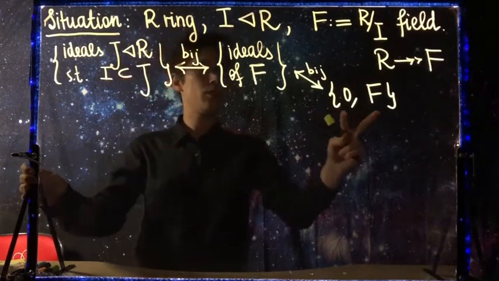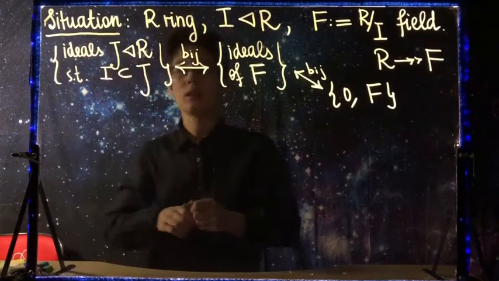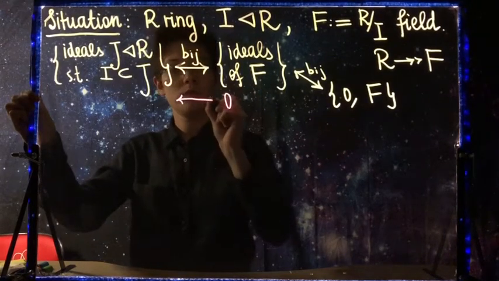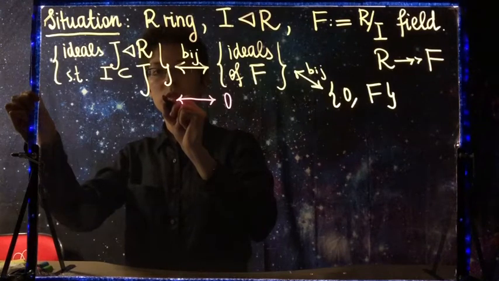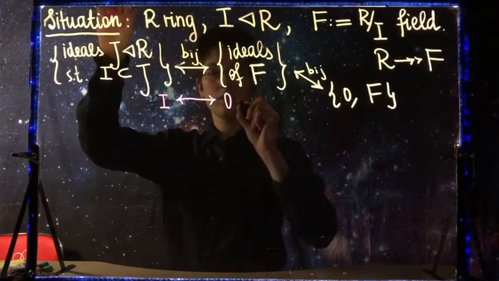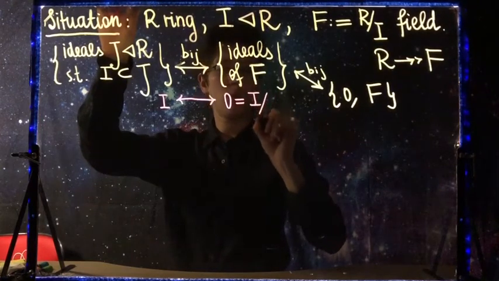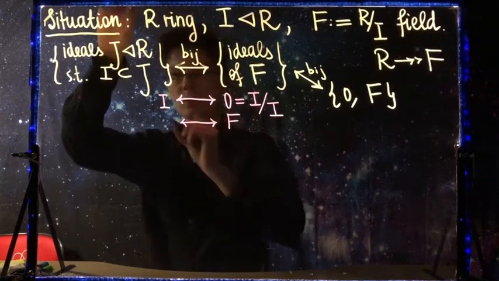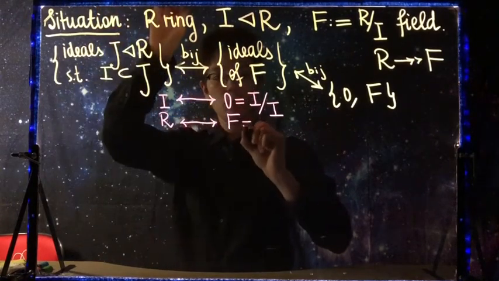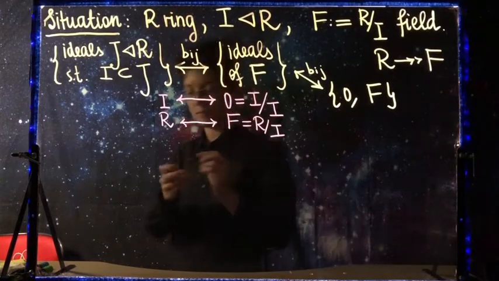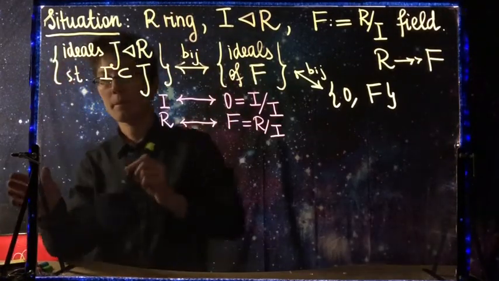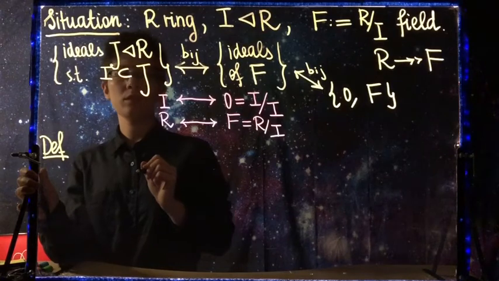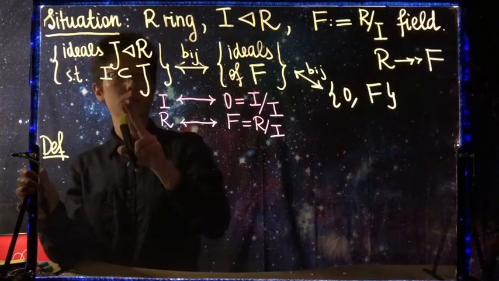Let me first point out that under this bijection, 0 corresponds to I, because 0 is of the form I mod I, and the unit ideal corresponds to R because it is of the form R mod I. And the ideals which possess this property are called maximal.